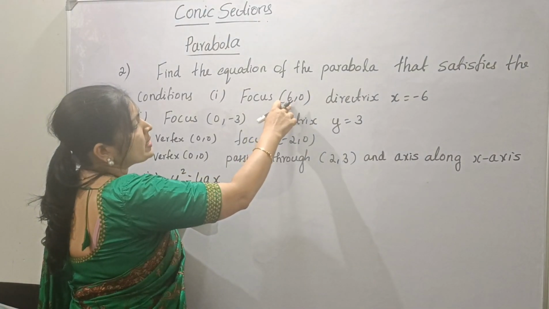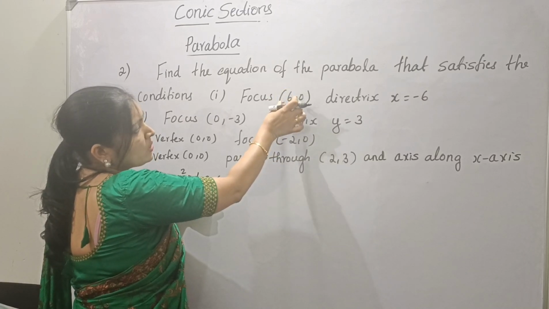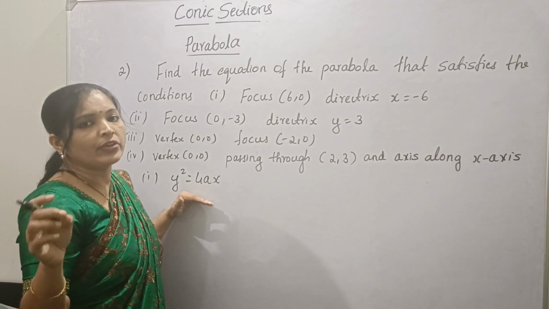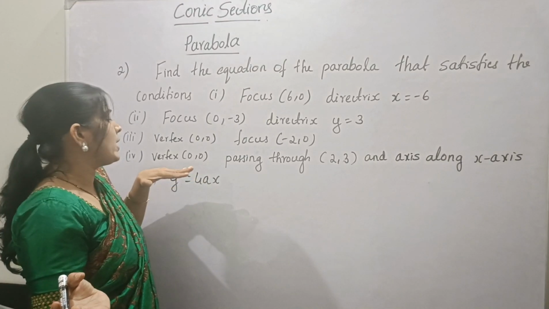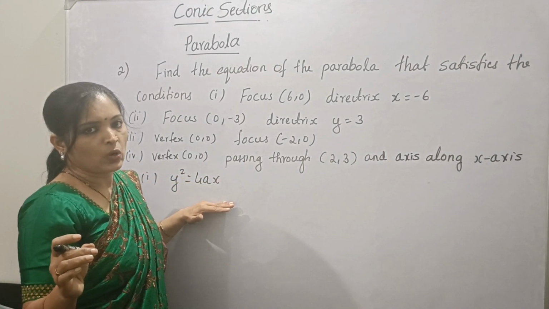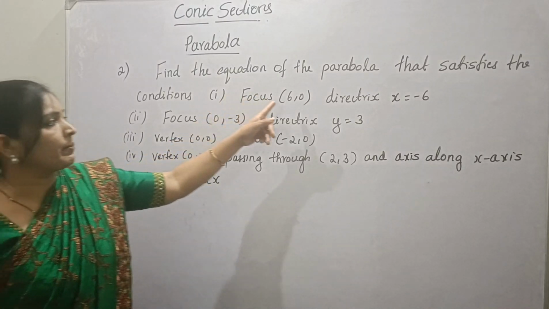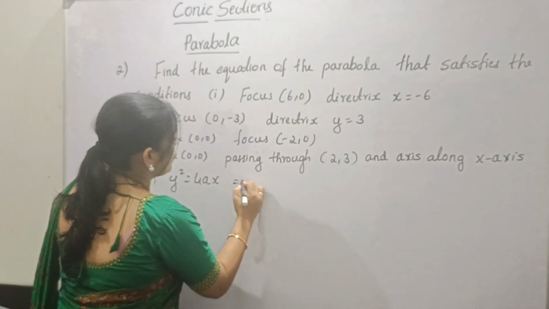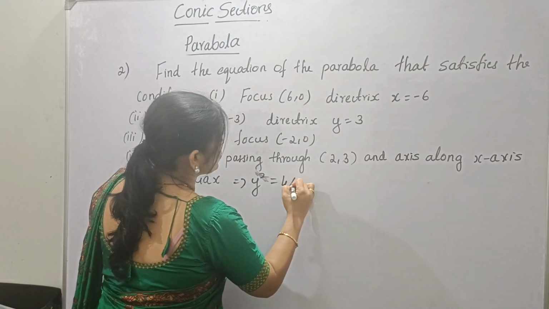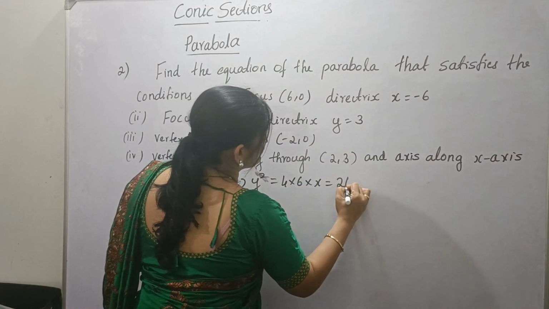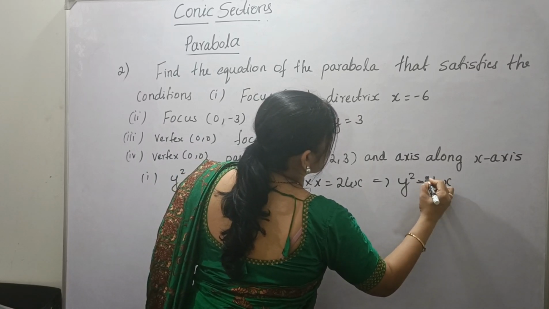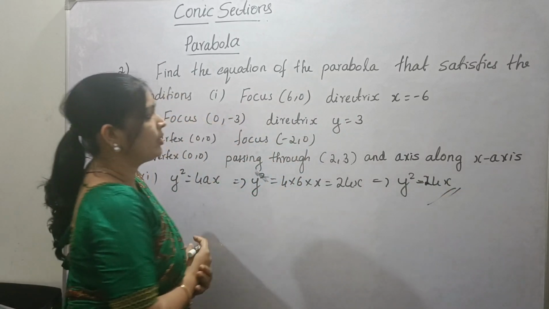Because our focus point is (6, 0), our parabola will be along the x-axis. Therefore, the equation is of the form y square is equal to 4ax, okay? And here a is nothing but 6. That is y square is equal to 4 into 6 into x, that is 24x. So y square is equal to 24x is the equation of the given parabola.